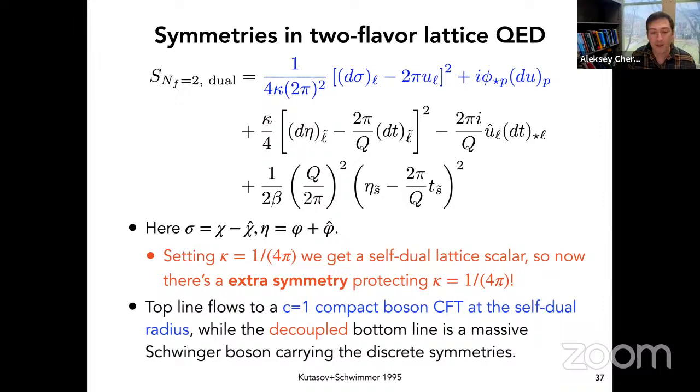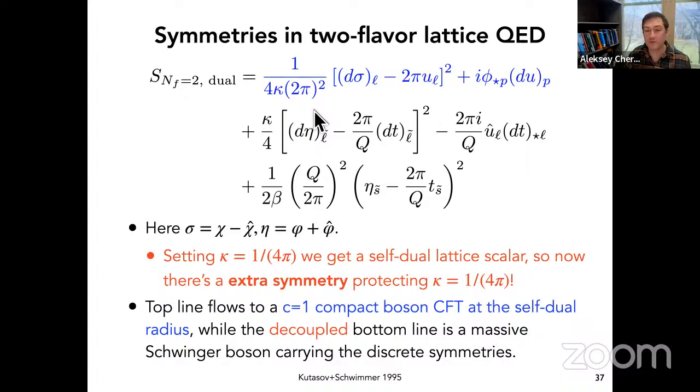The other thing that's interesting is that this top line is decoupled from the bottom lines. If you look at the top line, it has two U(1) symmetries that have a mixed 't Hooft anomaly on the lattice. Well, in two dimensions, the only way you're going to match that is by a conformal field theory in the continuum limit. So that means the top line must flow to a c equals one compact boson at the self-dual radius, moreover, in the continuum limit. It flows to the self-dual radius because of the thing that I said a minute ago. When you choose kappa correctly, it will stay there.